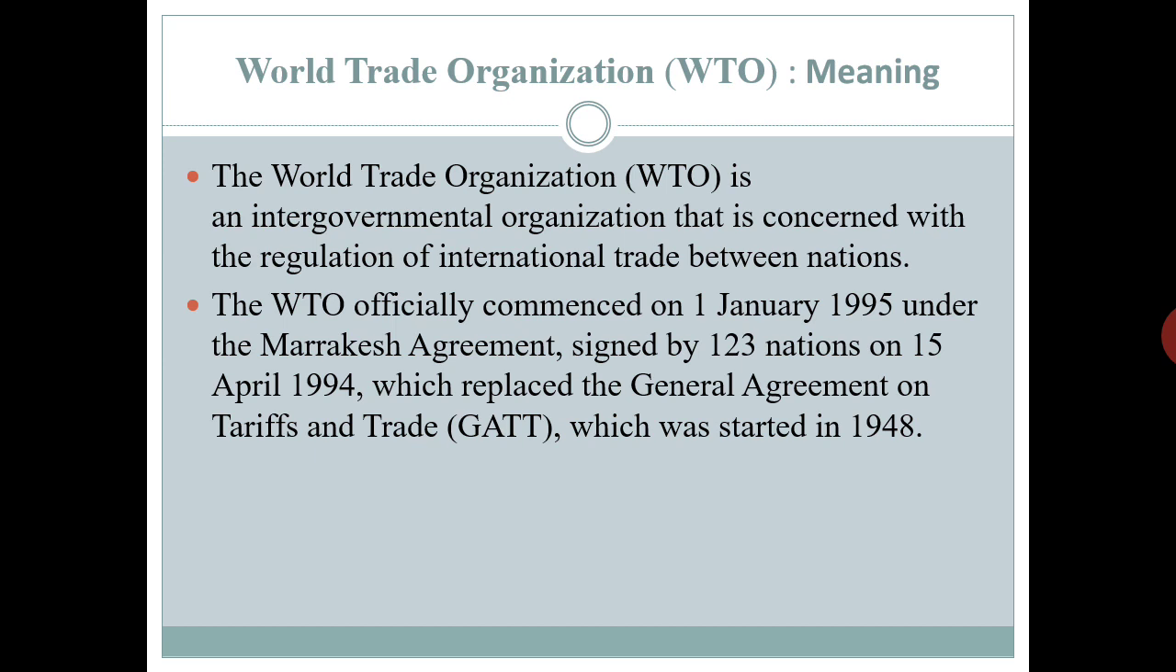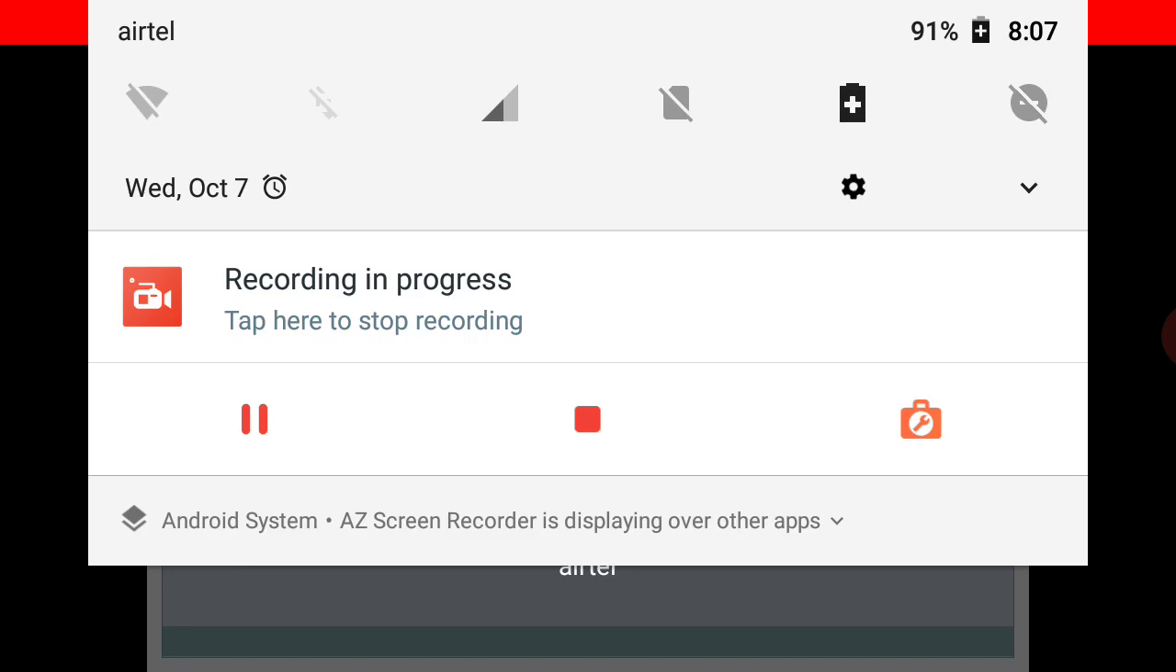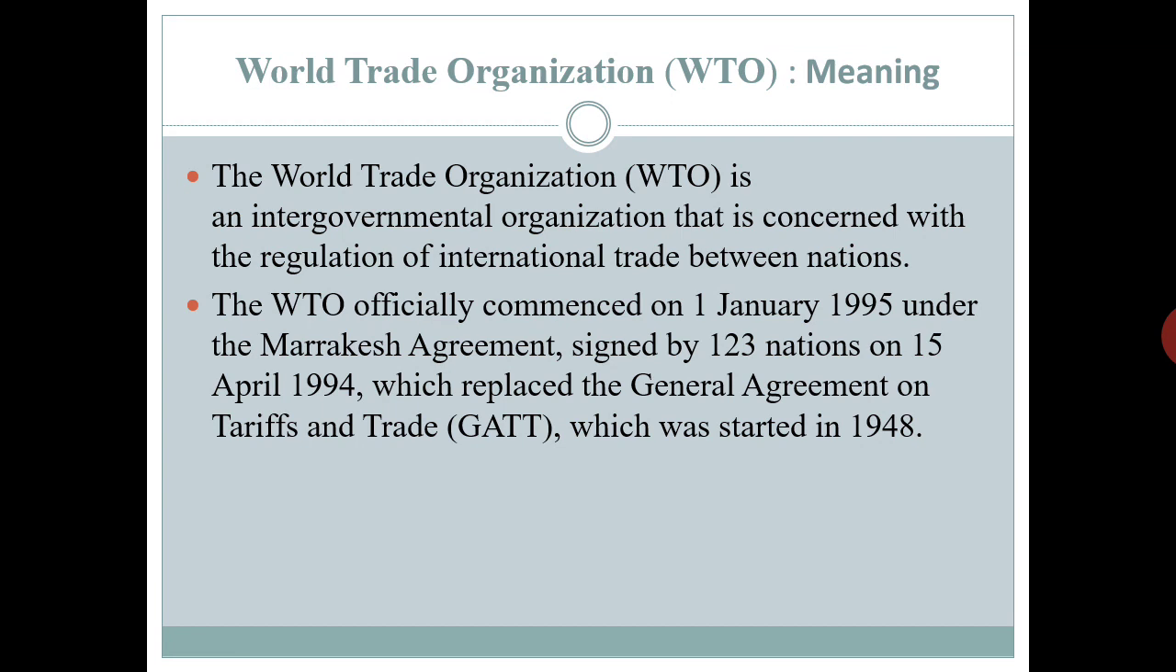The WTO, that is World Trade Organization, officially commenced on 1st January 1995 under the Marrakesh Agreement, which was signed by 123 nations on 15th April 1994. It replaced the General Agreement on Tariffs and Trade, generally known as GATT, which was started in 1948.